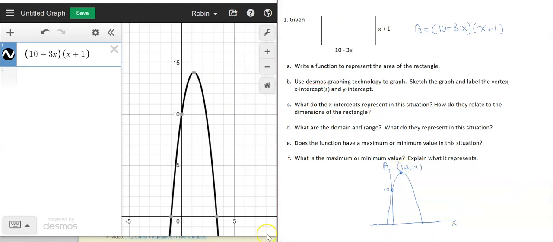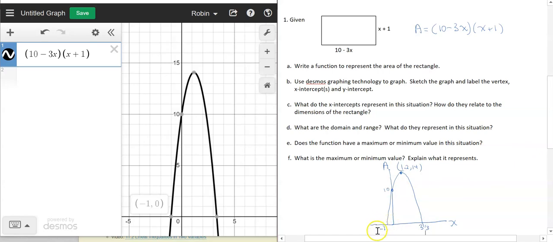Okay, and then let's look at our intercepts and let's see if they make sense or not. 3.3 repeater, or 3 1/3, and -1. So let's draw those in, -1 and 3 1/3. Okay, so we have all the information we need.